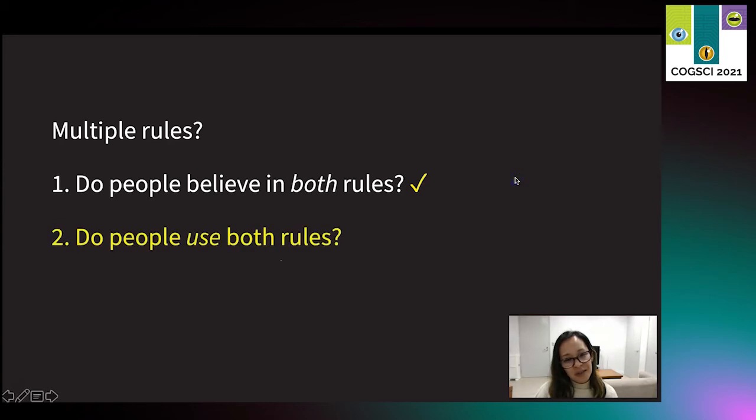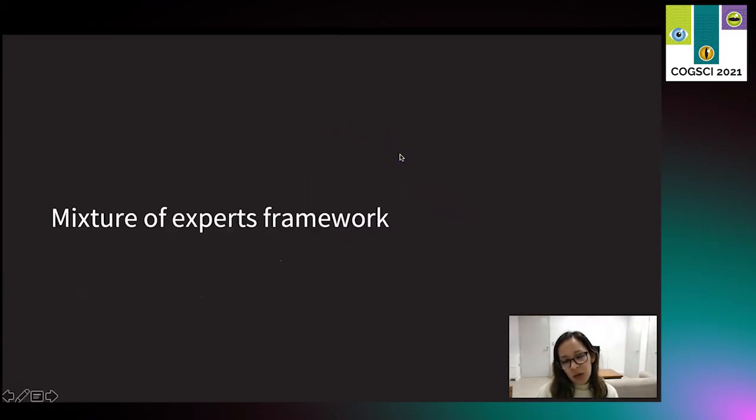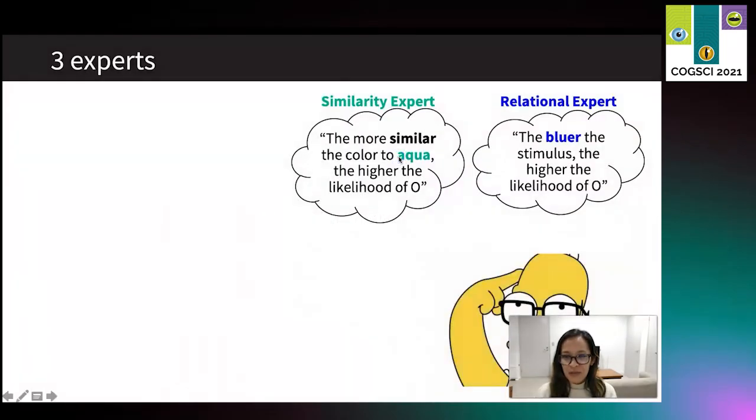So the next question was, well, do participants actually use both rules in their generalization? And then if they do use both rules, how do the rules interact? So how do participants combine information from these two rules in order to determine their performance? To answer these questions, we came up with a mixture of experts framework. In this framework, we assume that there are two experts, a similarity expert and a relational expert. And then we also introduced a guessing expert.